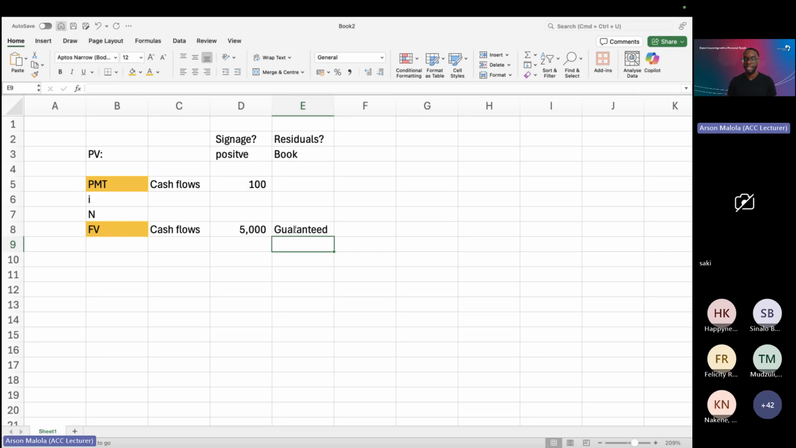The unguaranteed only comes in when you're trying to infer an interest rate, which we'll talk about shortly. And that, again, is in your book, and I can show you where that sits. So I'm hoping that answers both your questions.